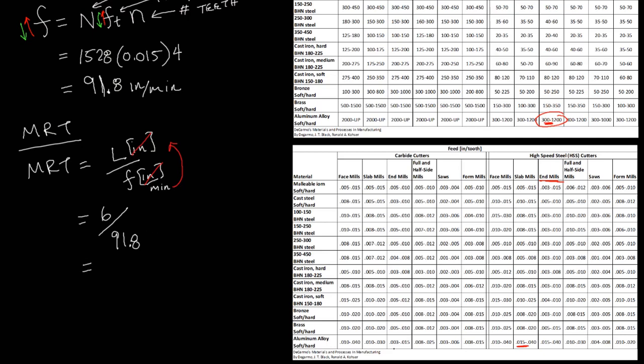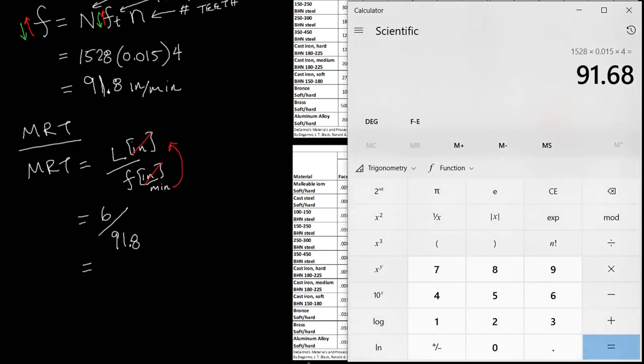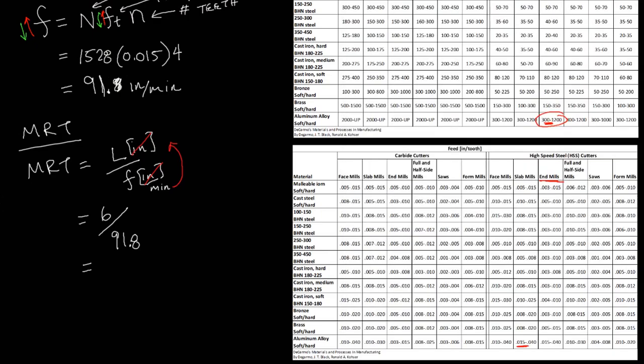So let's go to our calculator here. I made a little bit of an error here. This is actually supposed to be a 7, so 91.7, and then here 91.7.